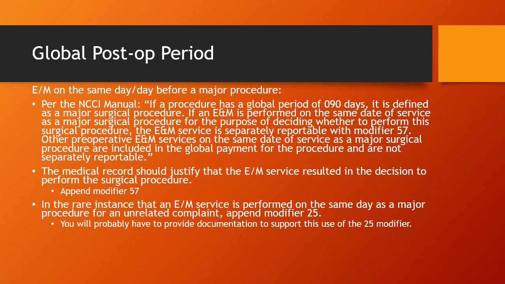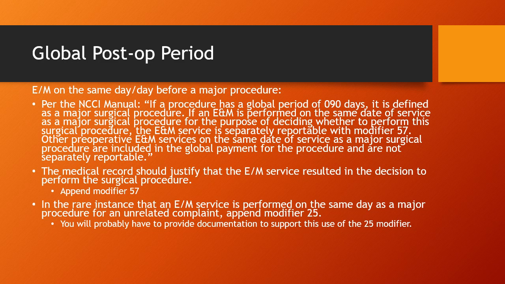So the medical record needs to justify that the E&M service resulted in the decision to perform the surgical procedure. I'm going to use modifier 57. In the rare instance that an evaluation and management service is performed on the same day as a major procedure for an unrelated complaint, then I would use a modifier 25. You're probably going to have to provide documentation of that back to the insurance company.